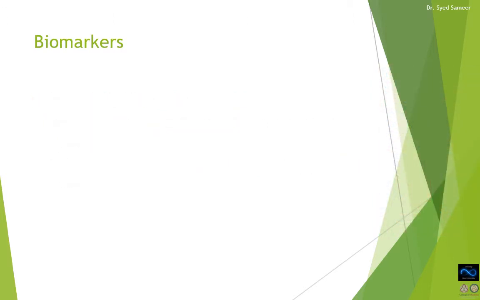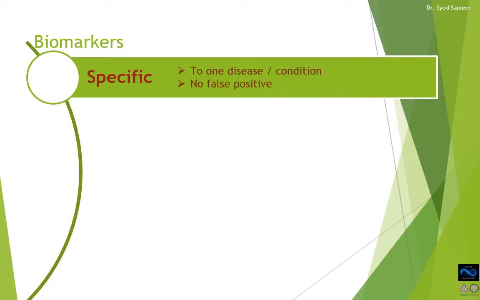Essentially, when biomarkers are chosen, they are chosen based upon certain characteristics which should be inherent to them. There are many characteristics which a biomarker should possess, but four of them are important in choosing them for diagnostic purposes. First and foremost, it should be specific. The biomarkers chosen should be specific to a particular disease. In turn, it should not detect something which is not related to the disease. That is, it should not give us false positive results.